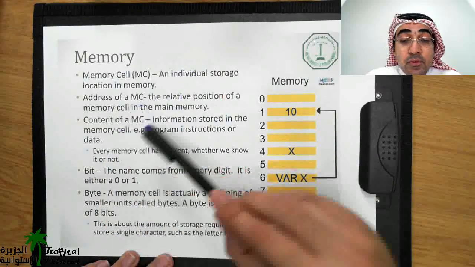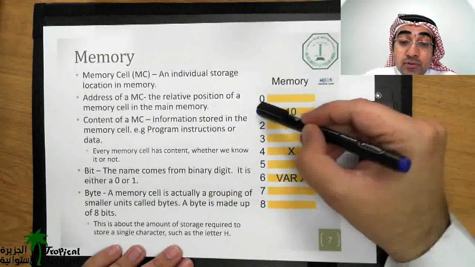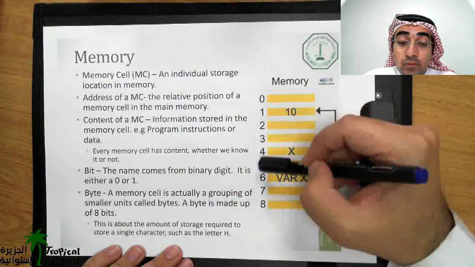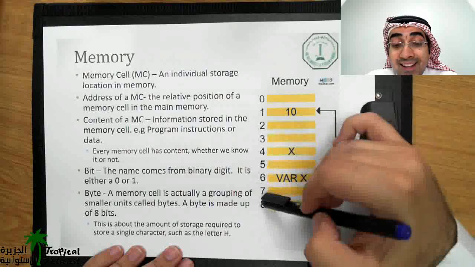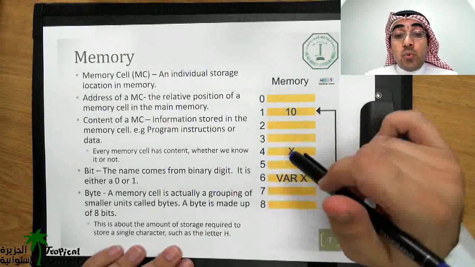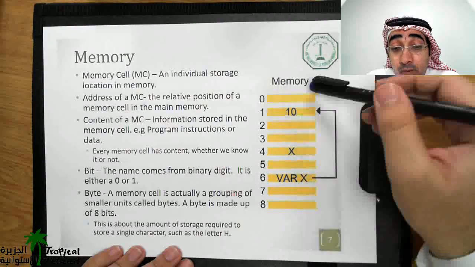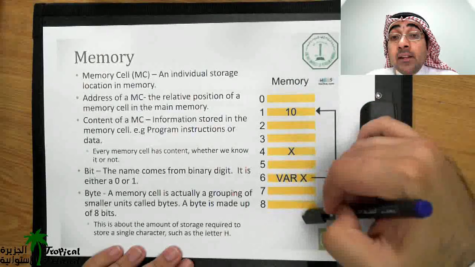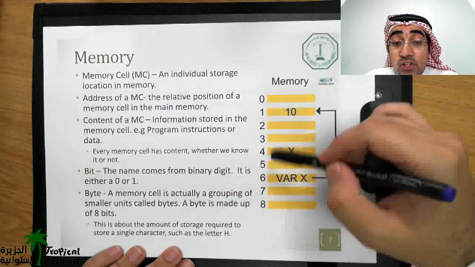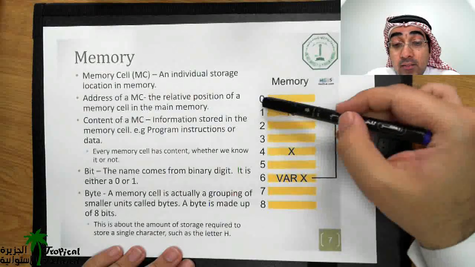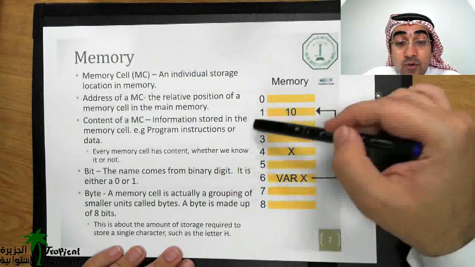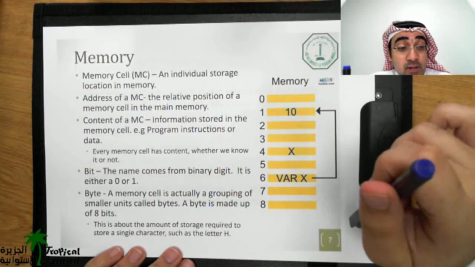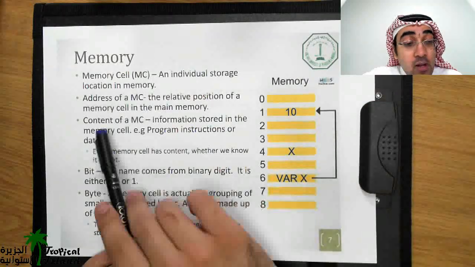What is the address of the memory cell? The addresses of the memory cells are the numbers that are written over here: 0, 1, 2, 3, 4, 5, 6, 7, 8. The memory address always starts from 0 and it ends at the maximum size of your memory minus 1. So in this example, we have 9 memory locations, and we have numbered them from 0 to 8. That makes 9. Okay, so this is the address of the memory cell.